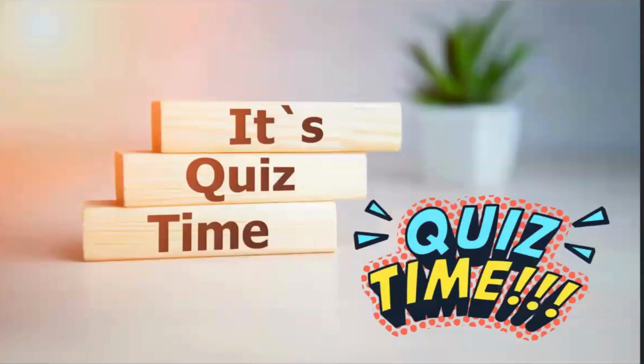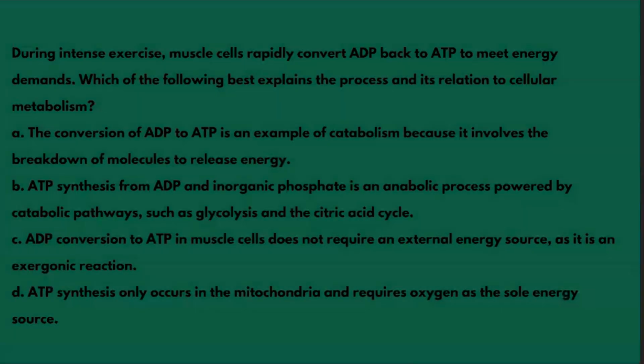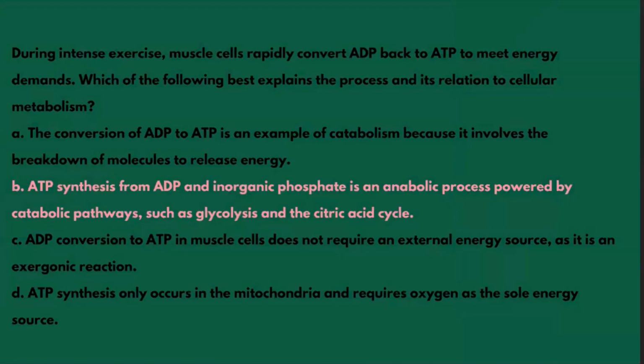Now let's try a quiz question. Take a moment and read this question. Okay, so in this question it says: during intense exercise, muscle cells rapidly convert ADP back to ATP to meet energy demands. Which of the following best explains the process and its relationship to cellular metabolism? Did you select the answer? The answer would be B.